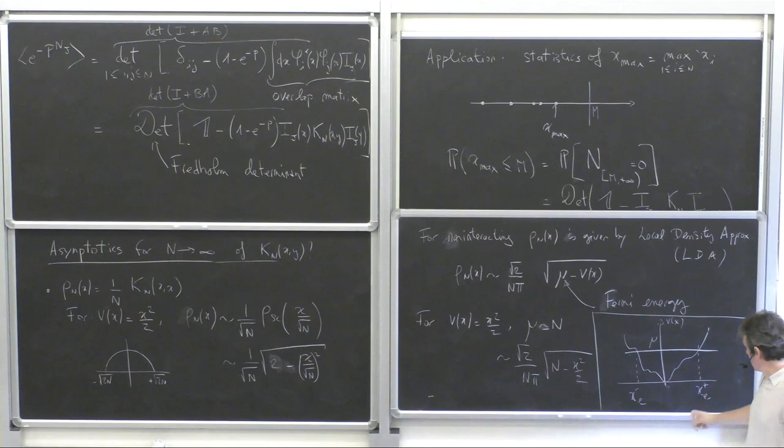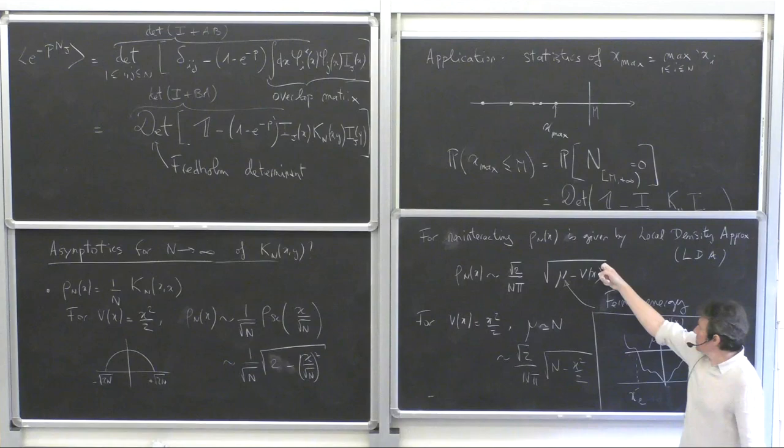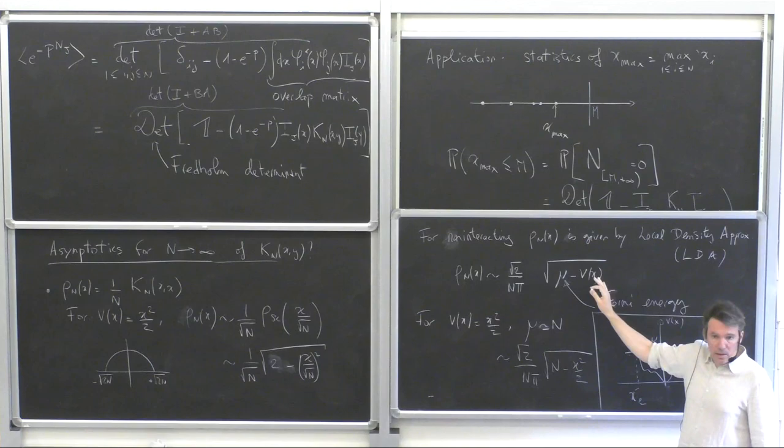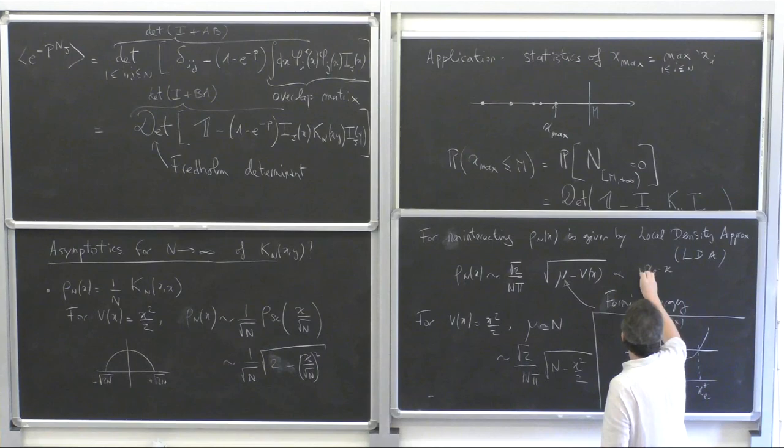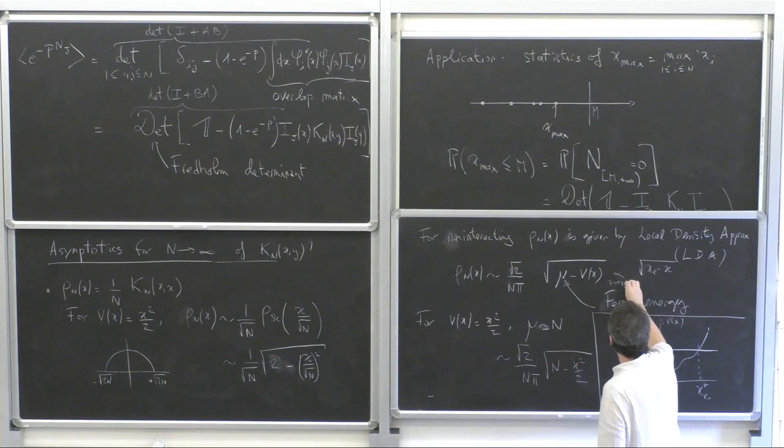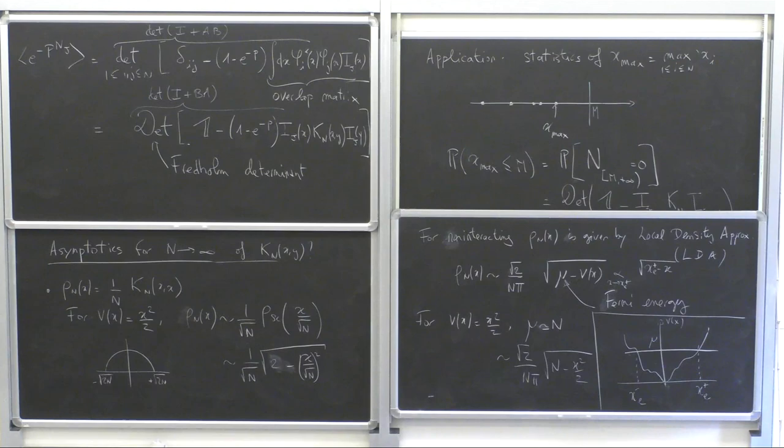But if you look at how it behaves close to the edge, you see that there is this square root again. So for all these fermionic systems, close to the edge, the density again vanishes as a square root. This is what I was saying the other day: when x goes to x edge, it goes like a square root. Exactly as I was discussing in the context of random matrices, in most of the models that we know, even though the density may have a kind of crazy shape, at the edge of the support it will vanish as a square root.